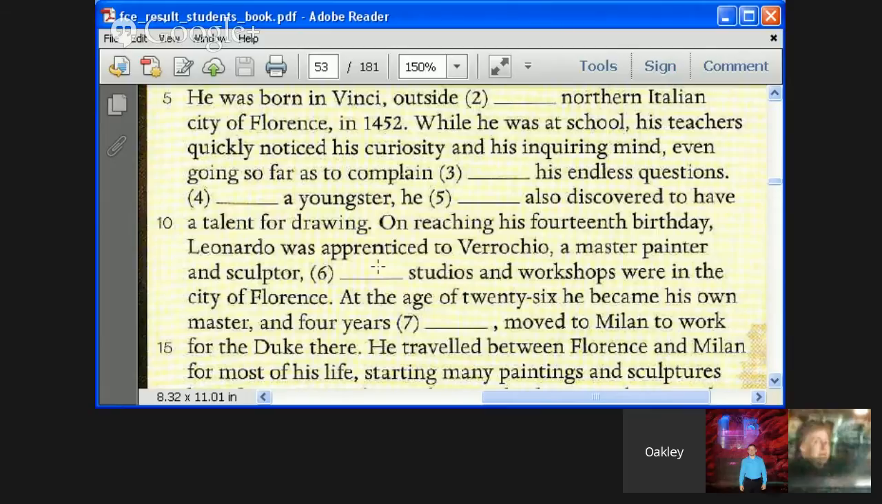Whose studio? Oh, you're so close. You have the right idea. You completely have the right idea. What's his name? Verrocchio. Yeah, there you go, Verrocchio. And whose studios and workshops? There you go. That's it.